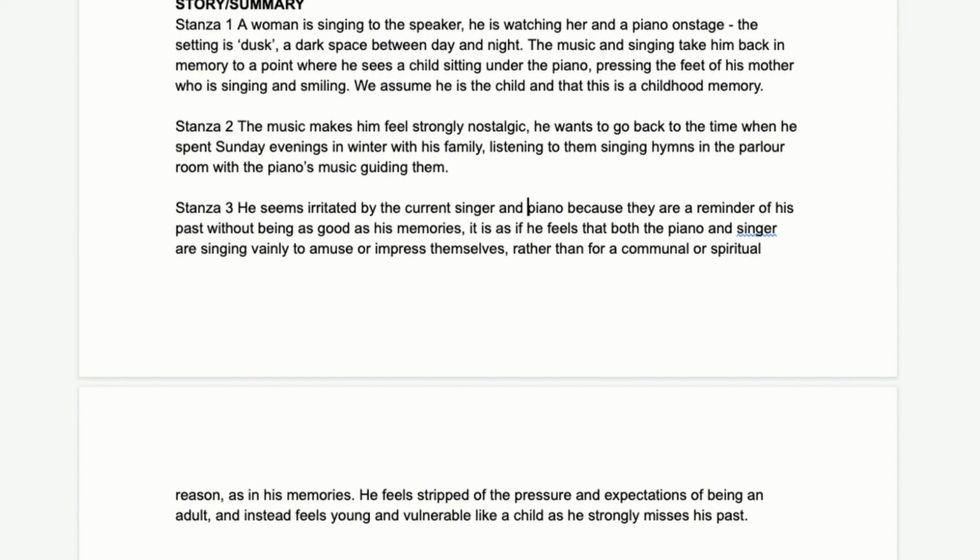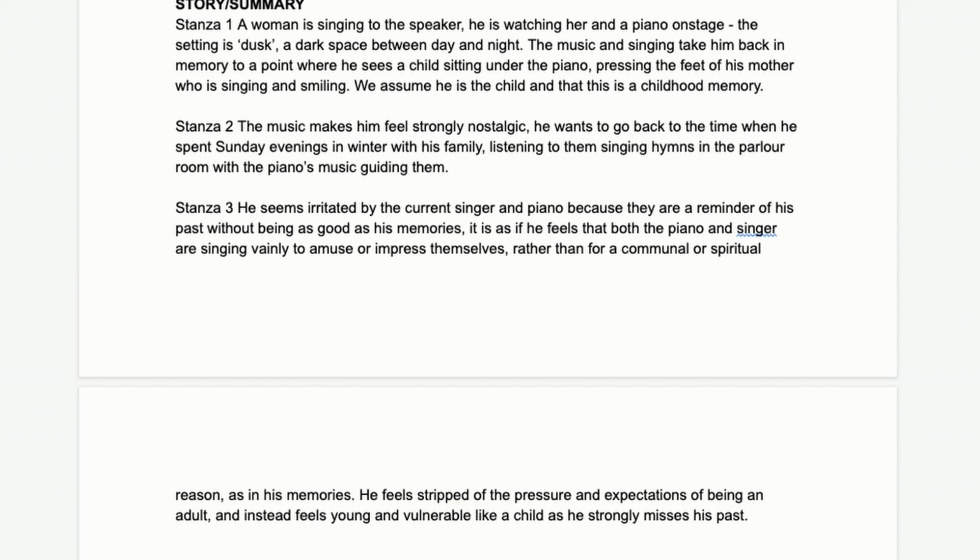And he goes back to a point where he sees a child sitting under the piano, pressing the feet of his mother, who is singing and smiling while she plays. We assume that he's the child and that this is a childhood memory. He doesn't say directly, but the way that it's structured, it feels like it's just transported him into his own head a little bit.